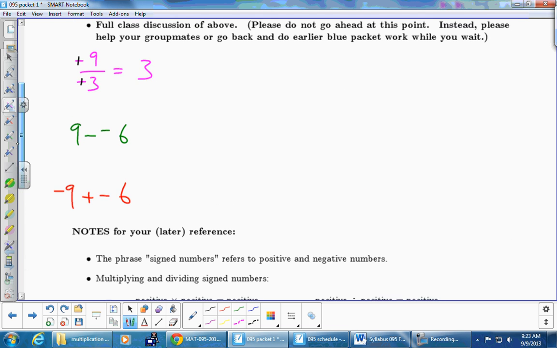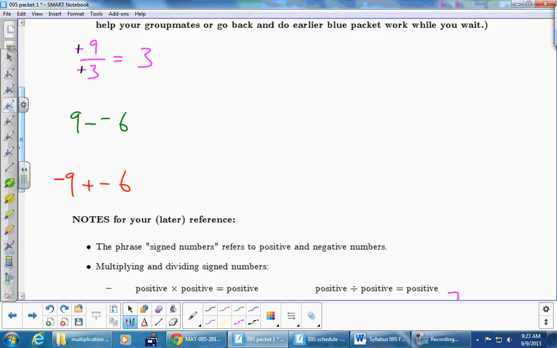Okay, next one down here. 9 minus -6. Let's think about this in terms of money. Let's say that your current balance in your bank account is $9. And then you subtract, meaning you owe -$6. Well, owing -$6, that kind of sounds funny to me. Normally I would owe $6. But if I owe -$6, it kind of feels like somebody owes me that $6.